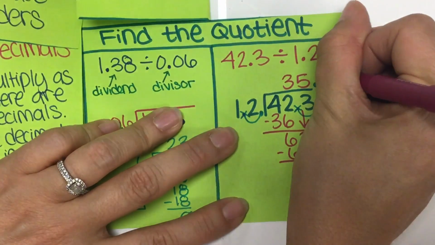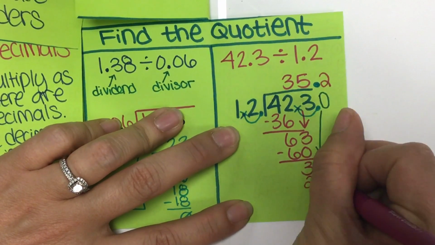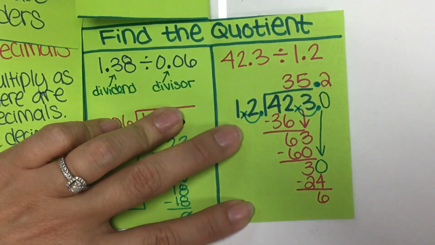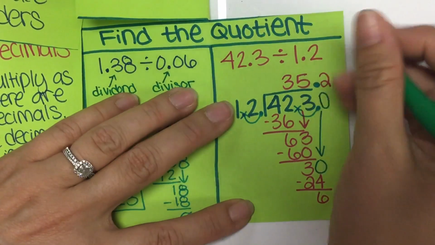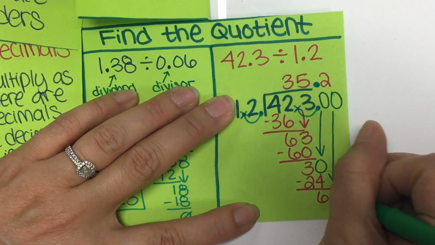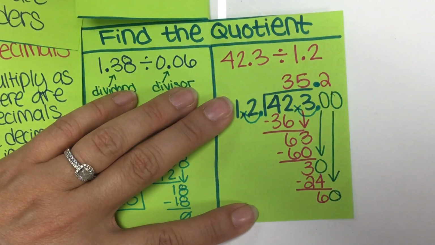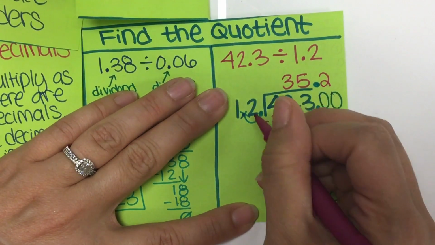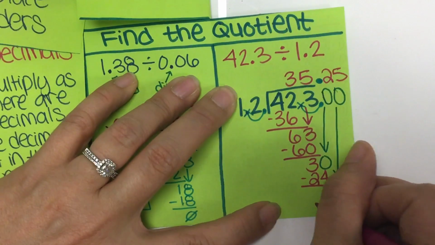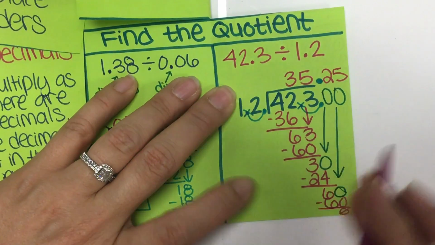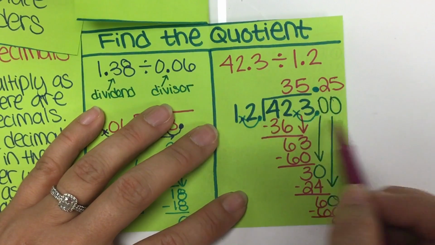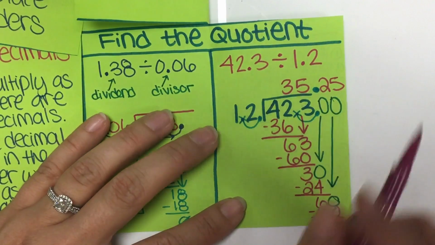12 goes into 30 twice. 2 times 12 is 24. I know this is kind of a big one, y'all. And that is going to be 6. I still have a remainder here, so I need to add another 0. Remember, in 6th grade, 7th grade now, we don't do remainders anymore. So we make decimals or we make fractions. In this case, 12 goes into 60 5 times. That is 60. And now I am done. So remember, if you need to continue building your decimal, you can do that by adding these placeholder zeros.